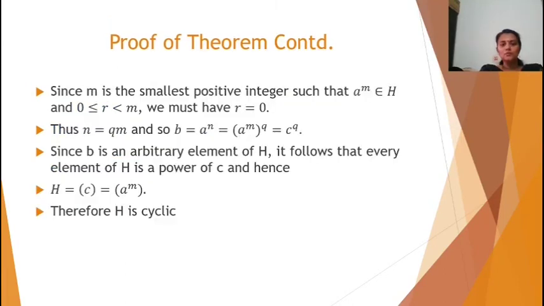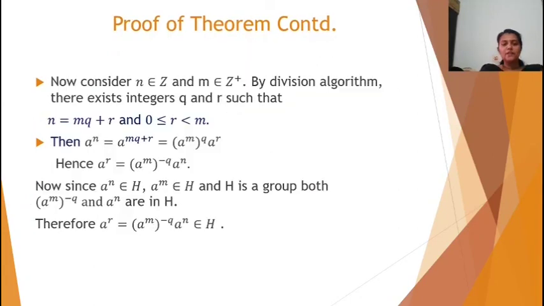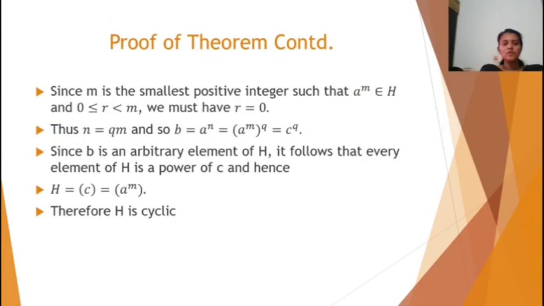Now since m is the smallest positive integer such that a raised to m is an element of h, which is what we started with, and 0 less than or equal to r less than m, r should be equal to 0. So n equal to mq. So b equal to a raised to n, that is b equal to a raised to m all power q, equal to c raised to q.